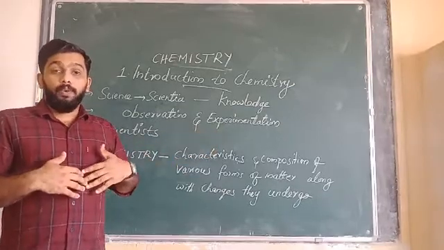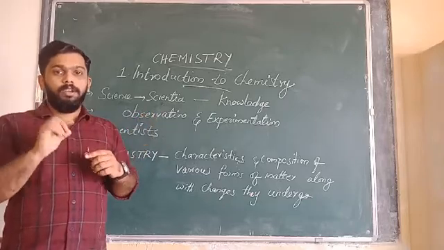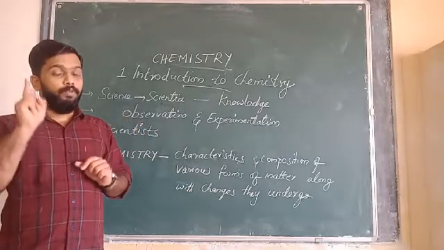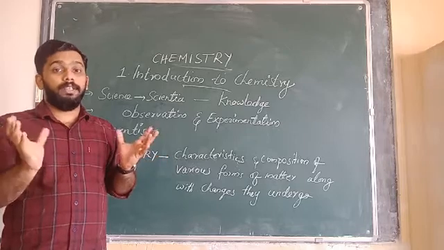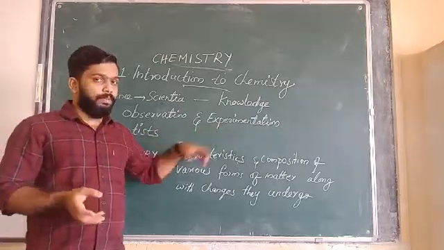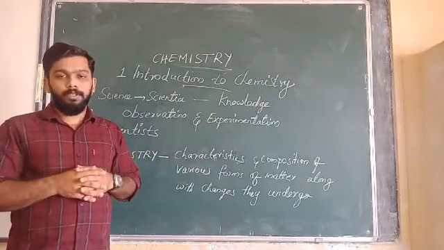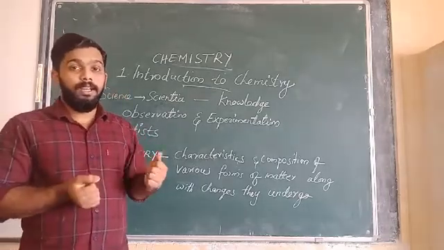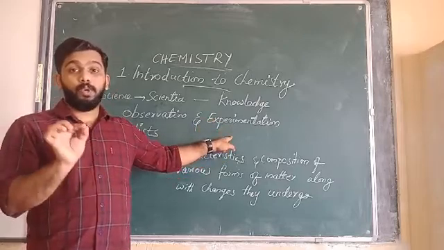Observation means what? We are going to observe how things happen around us. Around us many things are happening, and being a science student, we should observe the things happening around us. Another one is experimentation. If we have to prove something, we will do an experiment. So, being a science student, what should be the main skill? Observation and experimentation.